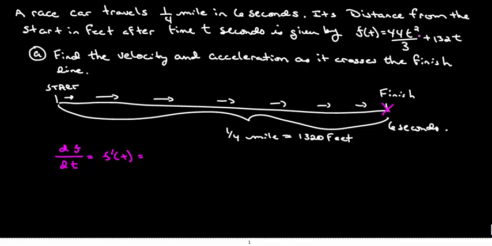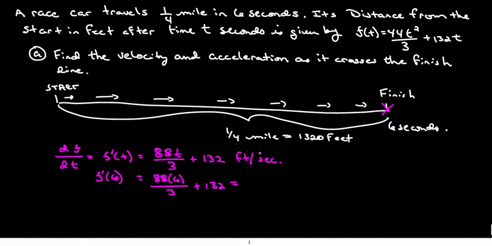So let's take the derivative of this. The derivative is 2 times 44 over 3, so 88t over 3 plus 132. So this is going to give us feet per second. Okay. And so if we evaluate f prime at 6, we'll get 88 times 6 over 3 plus 132 feet per second.